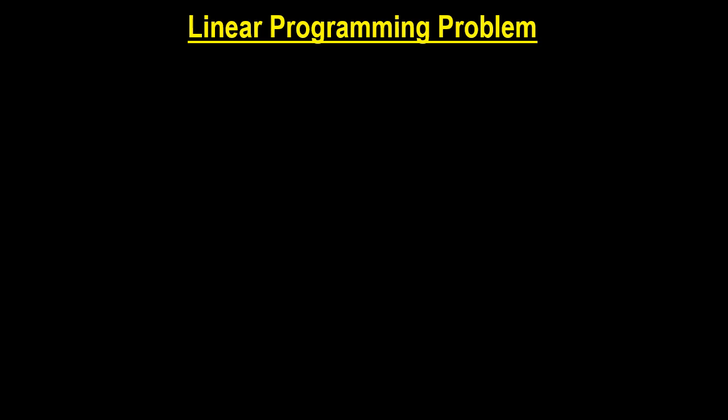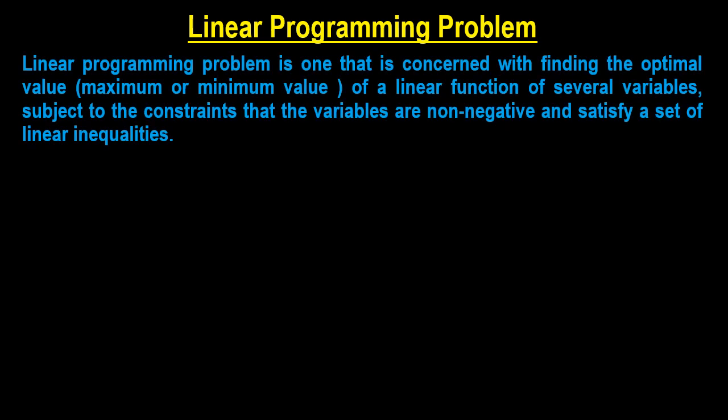Now at first, let us define a linear programming problem. A linear programming problem is one that is concerned with finding the optimal value. Optimal value means maximum value or minimum value of a linear function of several variables subject to the constraints that the variables are non-negative and satisfy a set of linear inequalities.